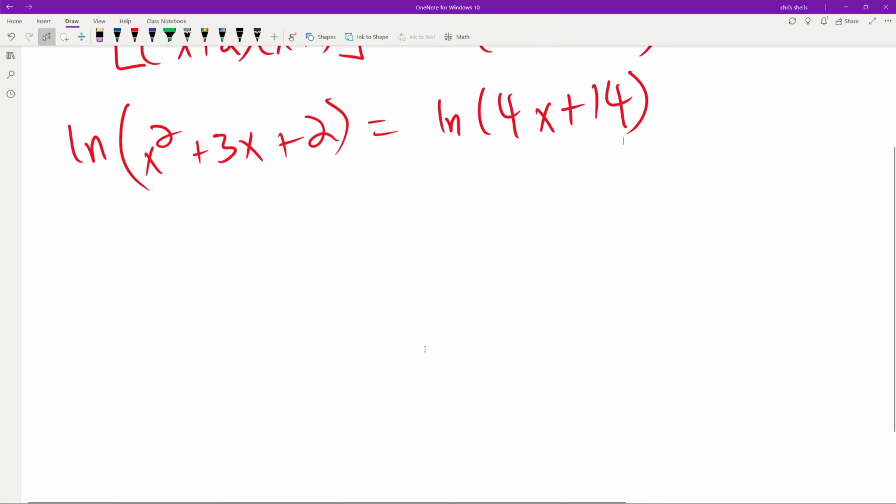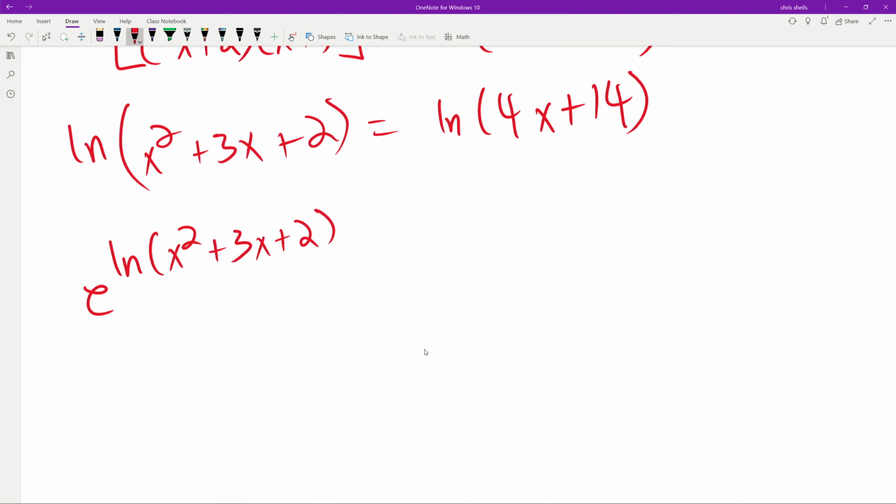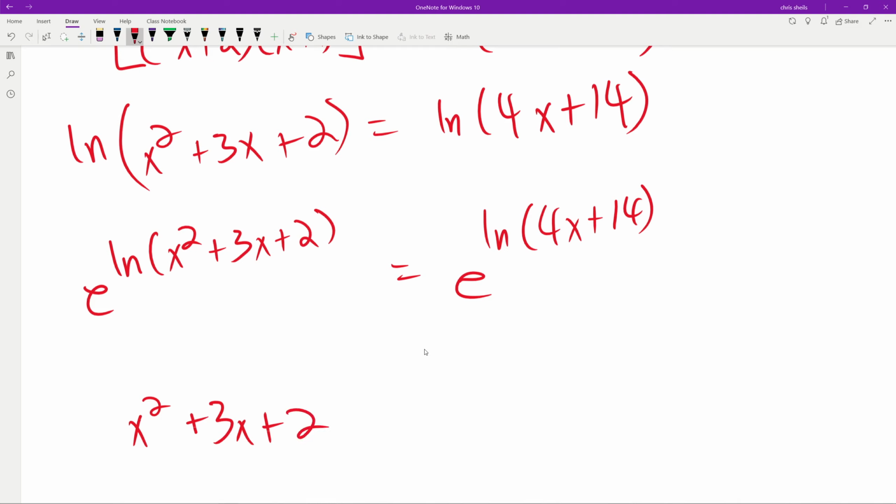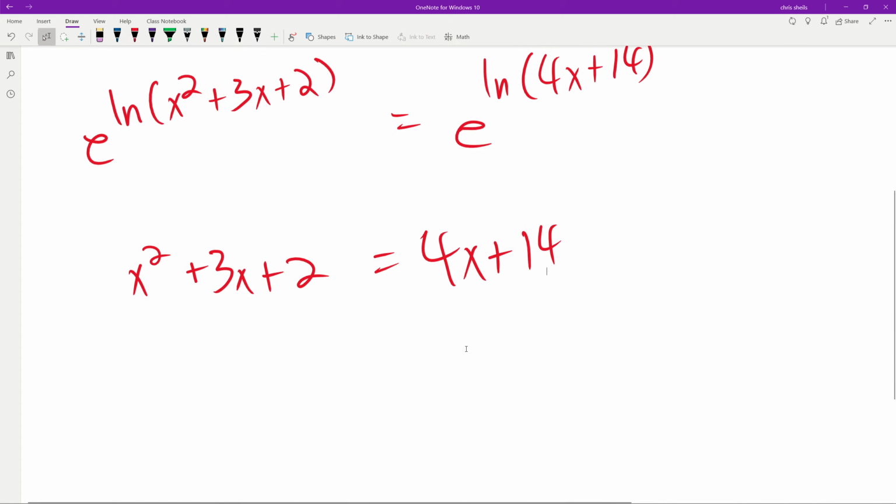The logarithmic base on both sides here is e. So if I exponentiate with this exponential base of e on both sides, my logarithms will cancel, leaving me with x squared plus 3x plus 2 equals 4x plus 14. And now I have to solve this like a normal logarithm.